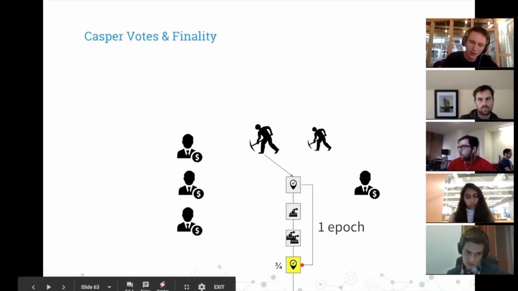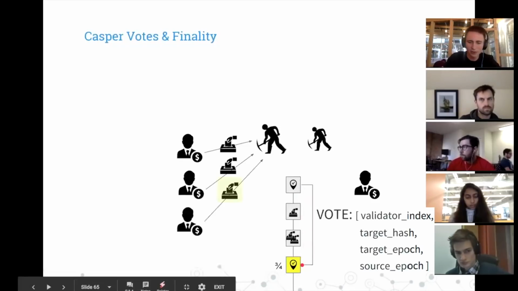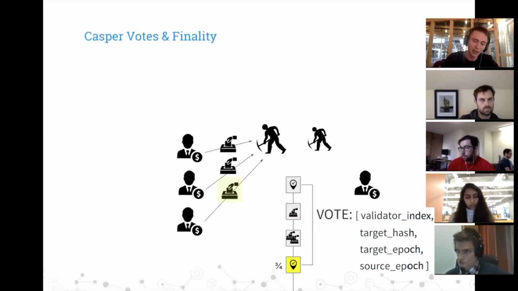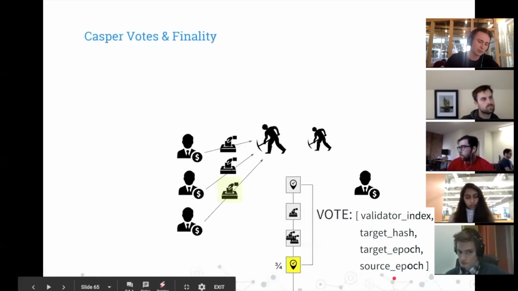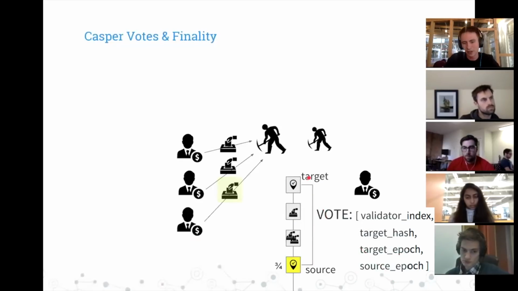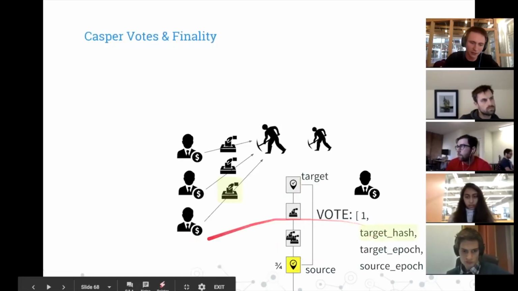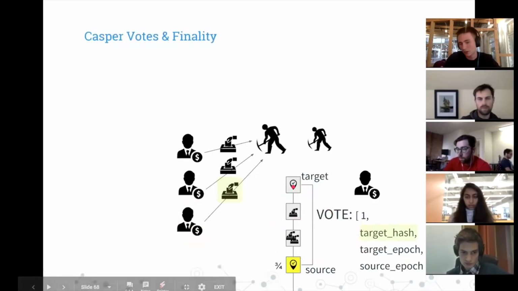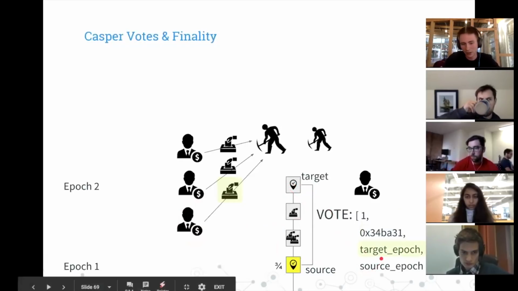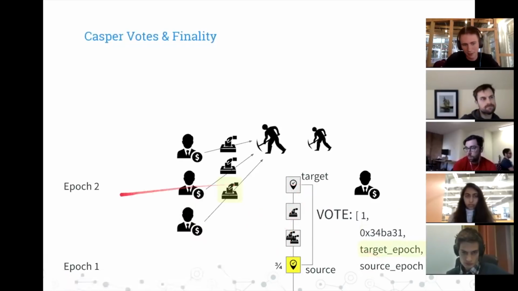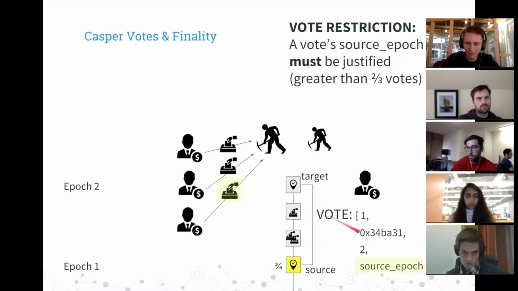So this is one epoch, and the validators submit some votes, and these votes take the form: validator index, target hash, target epoch, source epoch. So basically, this is the target checkpoint, and this is the source checkpoint, and the validator index is pretty straightforward. This is maybe the first validator or something. The target hash is just the block hash of this block. The target epoch is just this epoch number, and it's also called the target height in the paper. You can call it what you want.